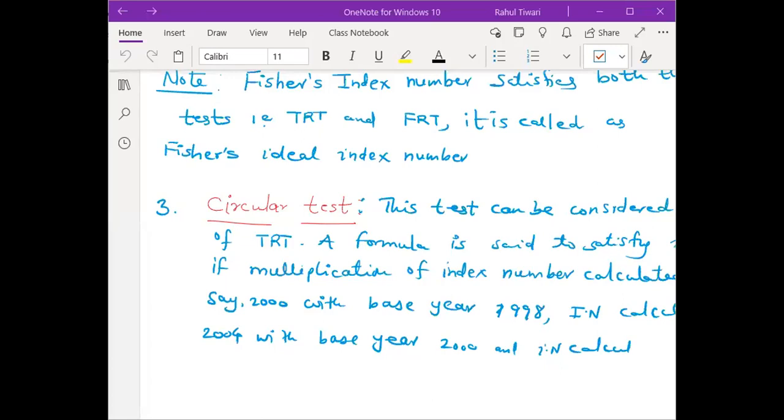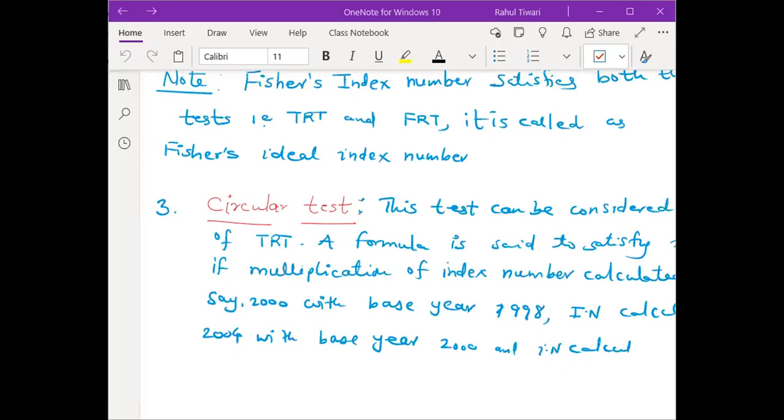So what is the circular test actually about? It is an extension of your TRT. You know TRT, what exactly we are doing? We are interchanging their base, right? If you remember the formula, it was simply P10 times P01, divided by 100, divided by 100. If it equals 1, you can say TRT is satisfied.